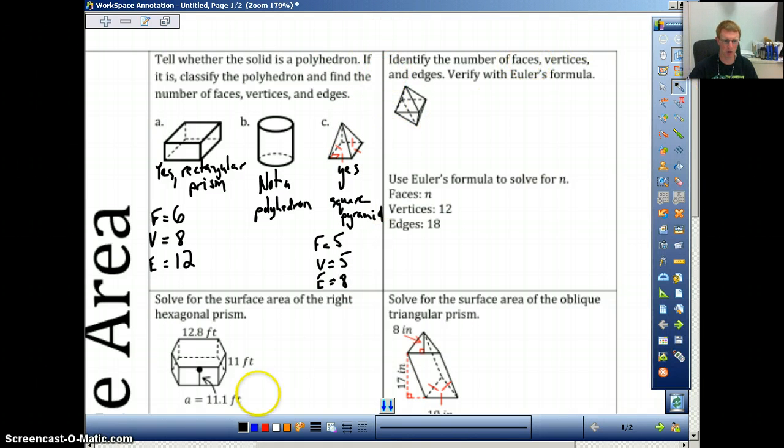Okay? So what I want you to do is do this one over here on your own. Hit pause on the video, try it, make sure you can identify it and see where you get. The big thing is I want you to identify the number of faces, vertices, and edges. If you want to try Euler's formula, go ahead, but we will go over that. Okay, so hit pause, hit play when you're ready.